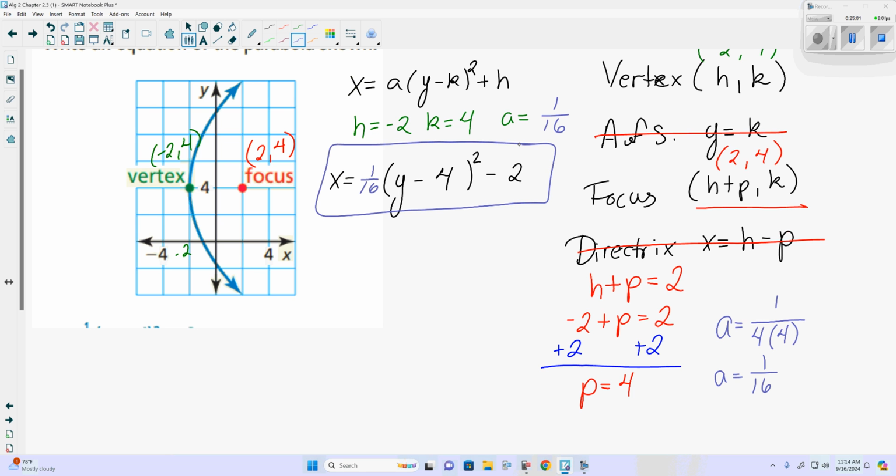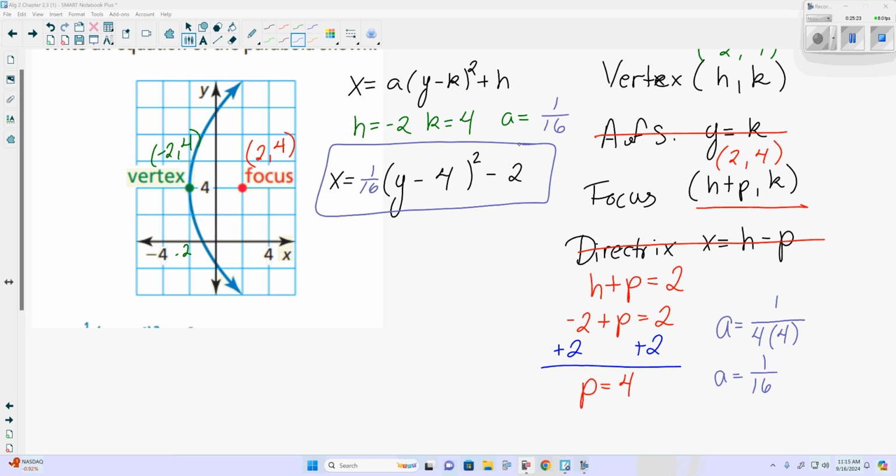Questions on this so far? So again, it seems kind of funny, but it is interesting. A is the number in front of the parentheses we have there. To find P, A is equal to 1 over 4P. If we know P, we plug it into 1 over 4P to get A. They seem the exact same, yes?